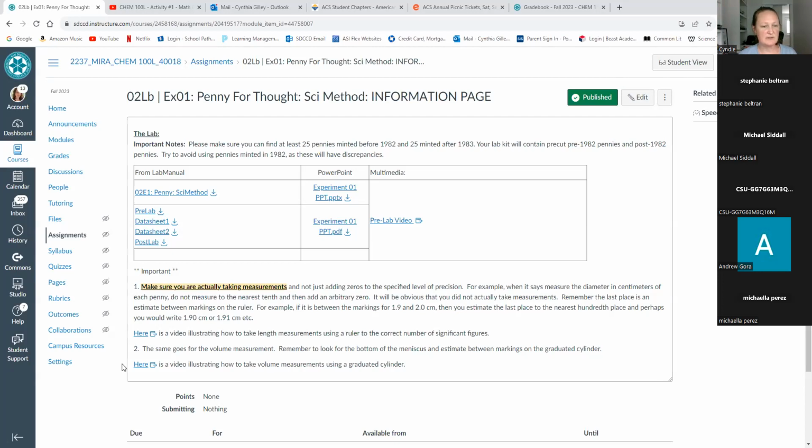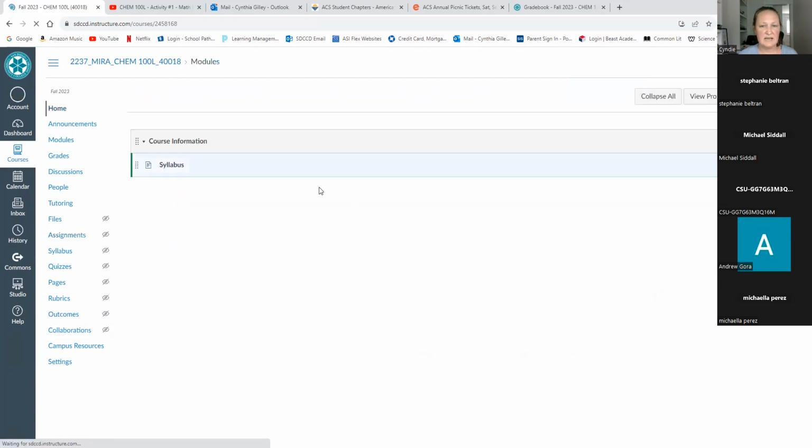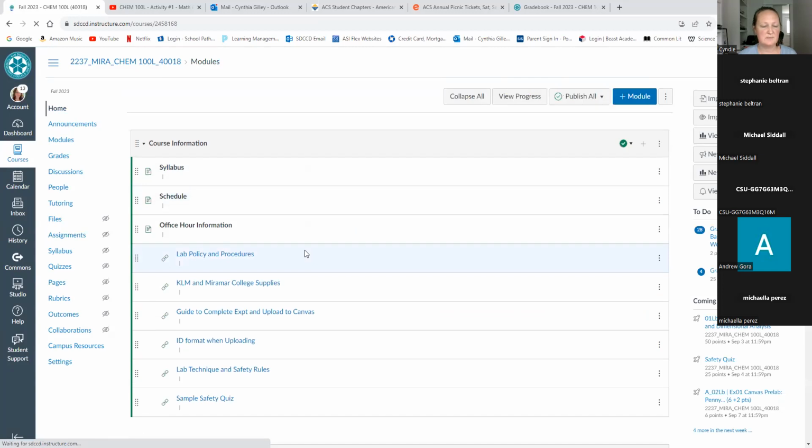And here are additional videos on how to take length measurements to the correct number of significant figures, and how to take volume measurements using a graduated cylinder. You'll need to do that for the experiment. So definitely go over this whole information page before you even try any part of the experiment.